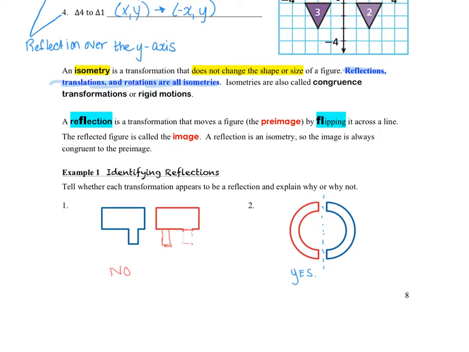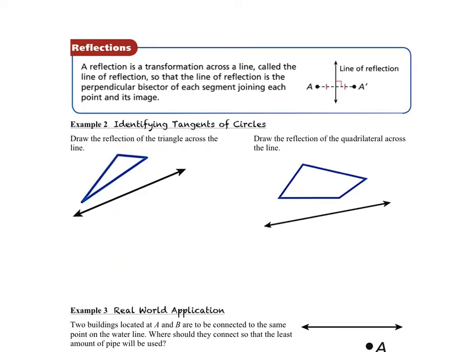Oftentimes we are reflecting over an x or y axis, and so that's our line of reflection. So we would say reflect across the x-axis, reflect across the y-axis, etc. And sometimes there isn't an axis that's a line of reflection, as seen below.